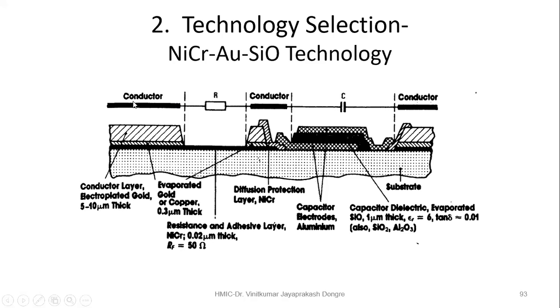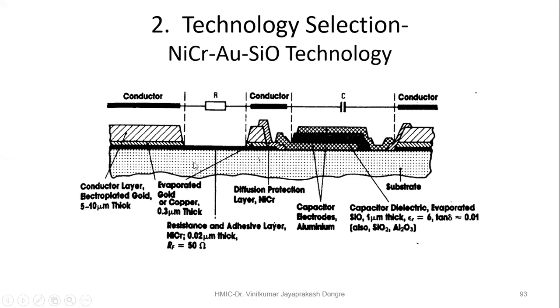This is your conductor. This is resistor. Again conductor; between these two, conductor is there. This is capacitor, and again conductor. So resistor and capacitor are connected in series. How can it be fabricated? Just see here, the lower surface is the substrate. You can have the specific substrate as we discussed in the material.